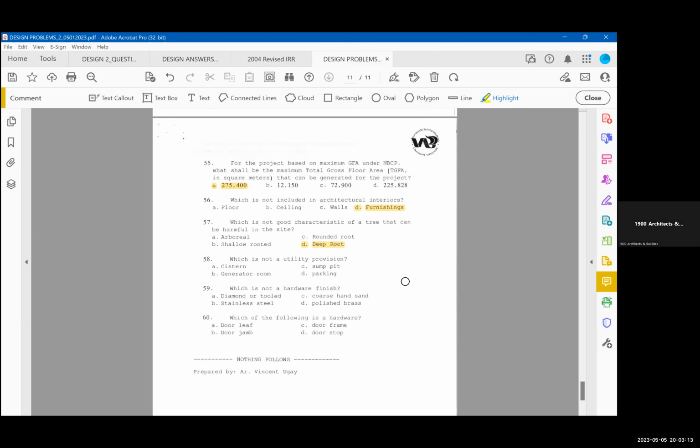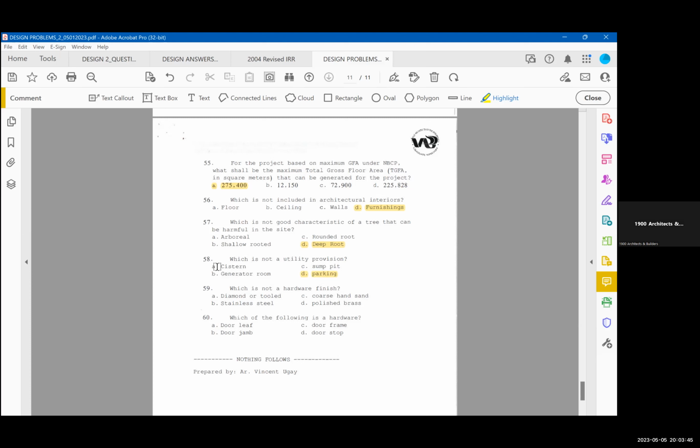So, number 58, which is not a utility provision. A, cistern. B, generator room. C, sandpit. D, parking. So, ito rin, questions ng minsan yung maiba. I mean, ito mas obvious pa kasi the answer of course is letter D kasi hindi siya utility. So, but sometimes, ang sagot, makukuha mo kasi siya yung naiiba dun sa apat.